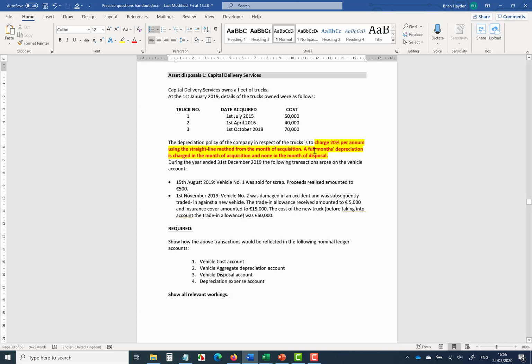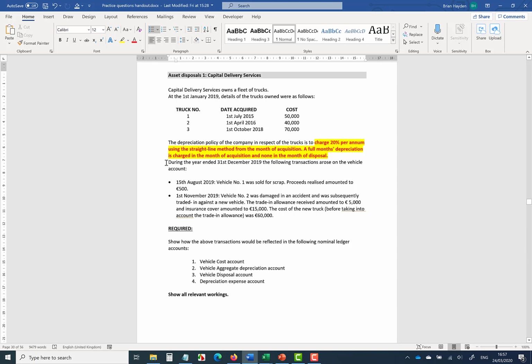So when we buy an asset, we charge a full month's depreciation in that month. Okay, so it doesn't matter whether the date of purchase was the 1st of July or the 20th of July, you charge entirely the month of July. And you don't charge at all when you sell an asset. So if you sell it at the start of the month or at the end of the month, it's immaterial. You don't charge depreciation for that particular month.